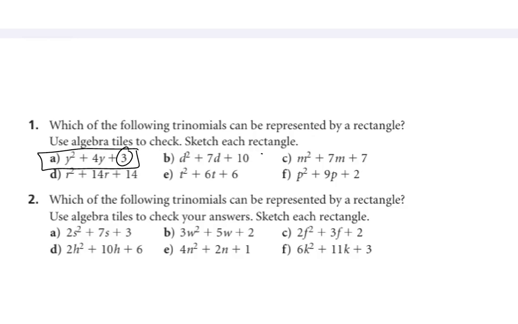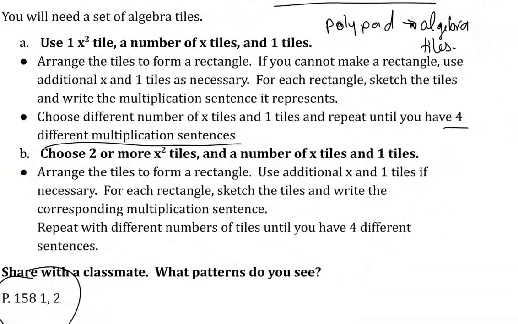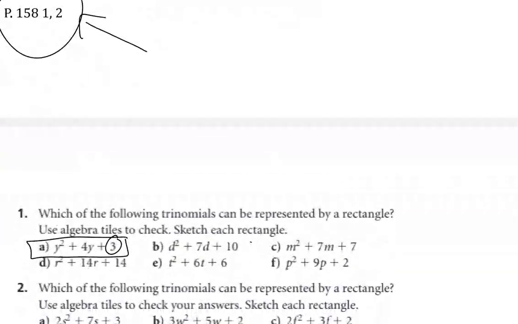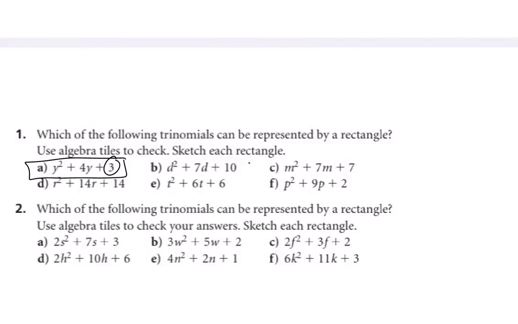So what you're going to do after you finish this exercise, making 4 different sentences, or 4 different scenarios for each one, either using 1 x squared tile or 2 x squared tiles. Once you finish that and share it with friends, you're going to work on question 1 and 2 from page 158 to see if you can actually create trinomials.